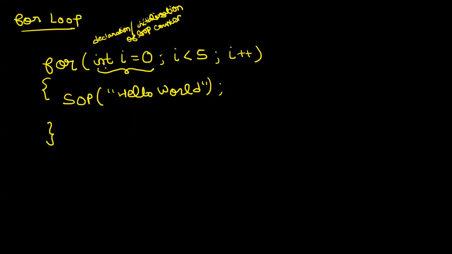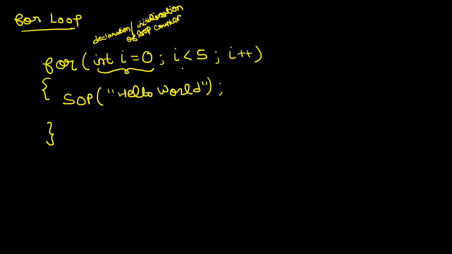Okay. So see, what have I done? I have just declared that there is a variable i and it has been initialized with 0. Int i is equal to 0. This is basically declaration and initialization of the loop counter, or the looping variable. So just think that you are declaring and initializing the variable i.